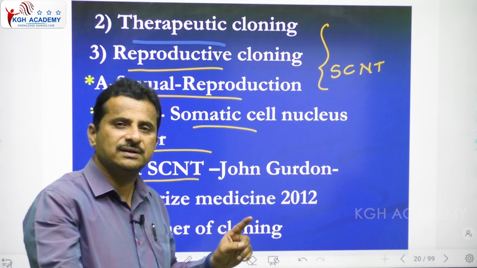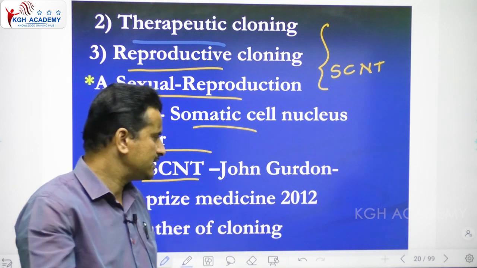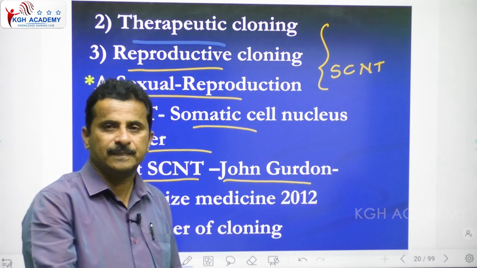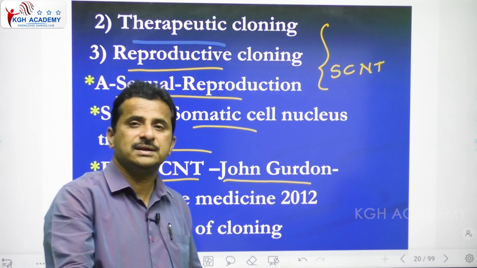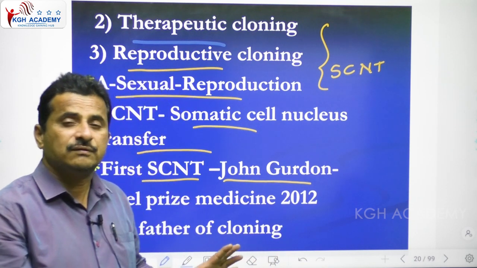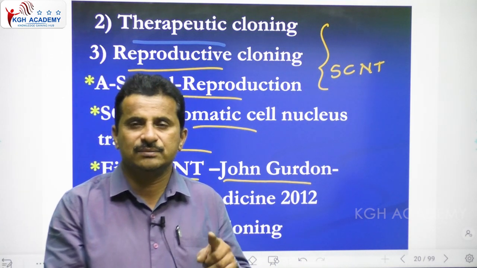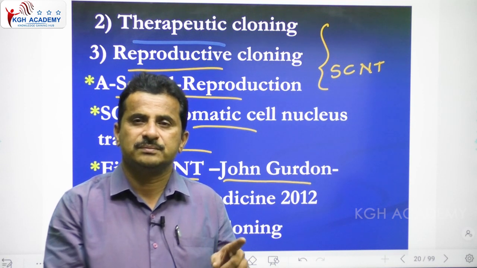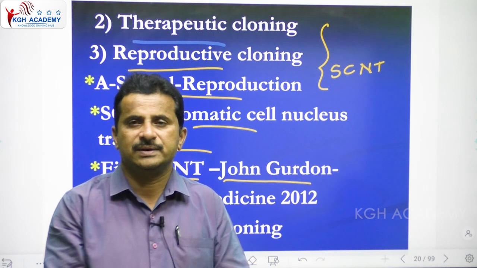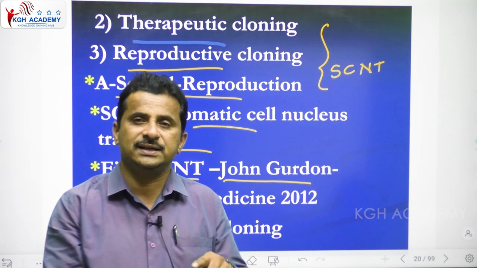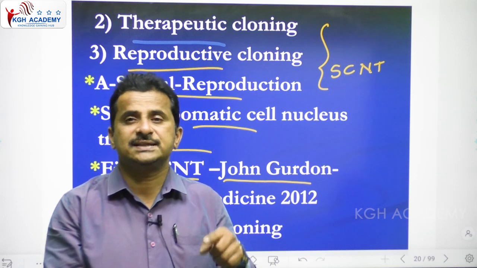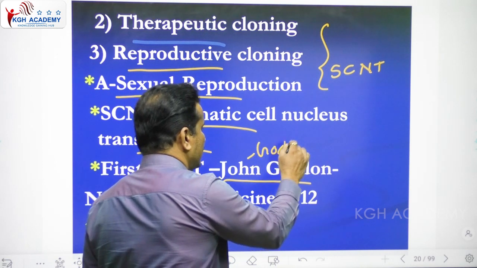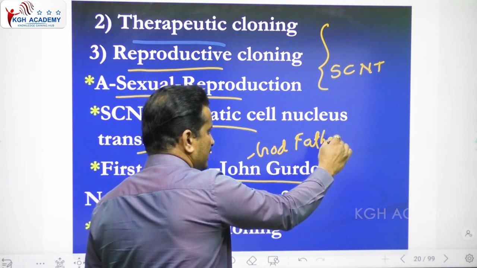The somatic cell nucleus transfer experiment was first conducted by a scientist called John Gurdon. He is called the father of cloning. Ian Wilmut is not the godfather of cloning. No doubt the first complete higher animal, Dolly the sheep, was produced by Ian Wilmut. By using the SCNT technique, he produced Dolly. But the SCNT technique was first developed by John Gurdon. That's why John Gurdon is called the godfather of cloning. Don't confuse between these two scientists.